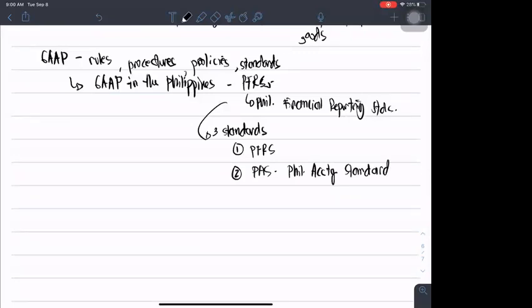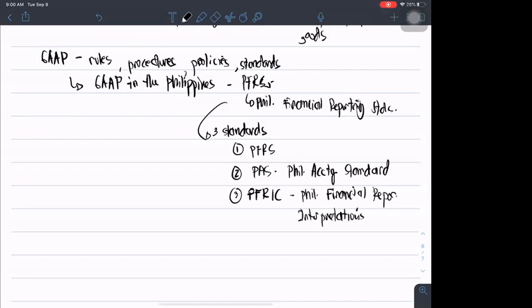Next, we have your PFRIC, Philippine Financial Reporting Interpretations. Okay, so it is known as your interpretations per se. So we have PFRSs, PAS, and PFRIC.